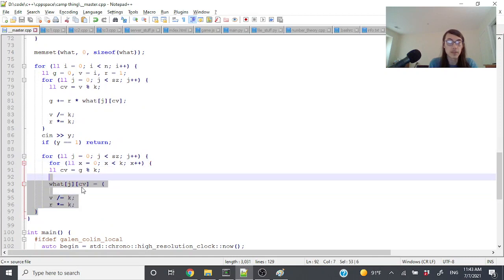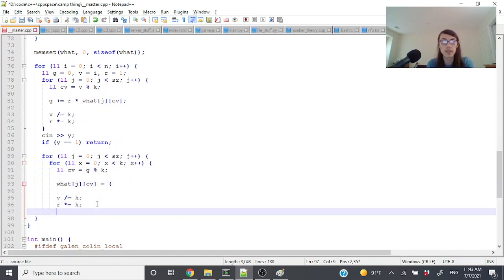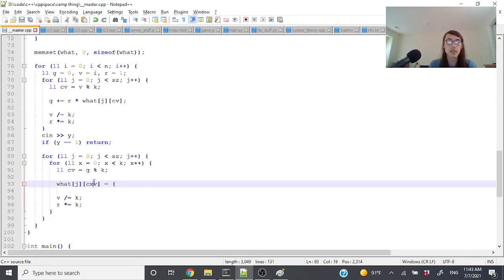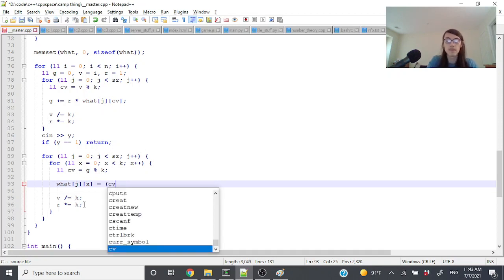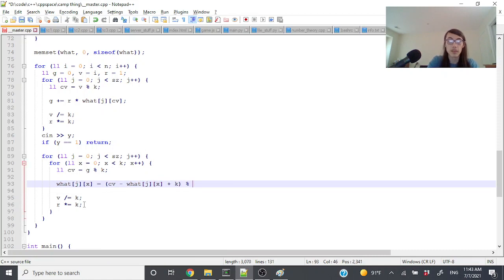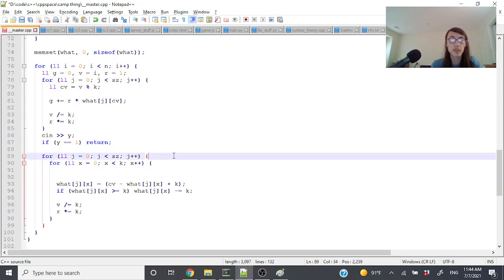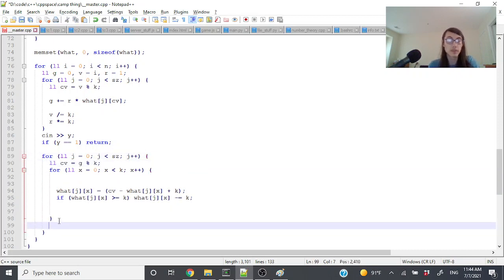And then we iterate over the new digit. We iterate over whatever this digit was before. So if this digit was previously x, then now it's CV minus JX plus K mod K. I'm not gonna do mod. I guess we have to anyway. I need to do it here and put it outside this loop.